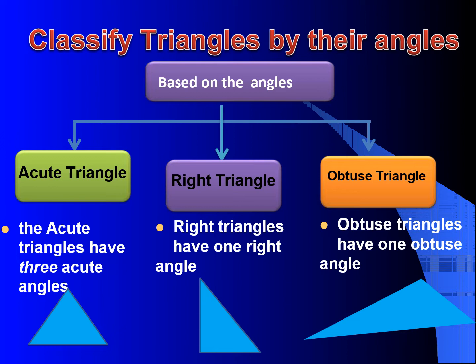So this triangle is going to be named as an obtuse triangle. What about the right triangle, guys? As I said to you, there is only one right angle, and the other angles are also acute angles, exactly. Okay, so that's the other classification, guys. Now let's go according to those classifications.